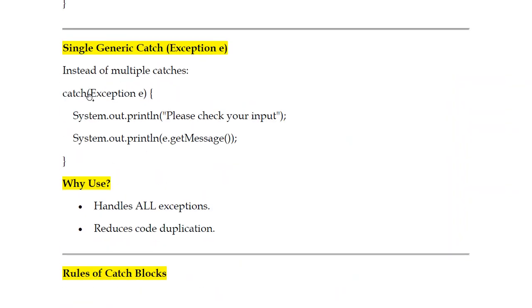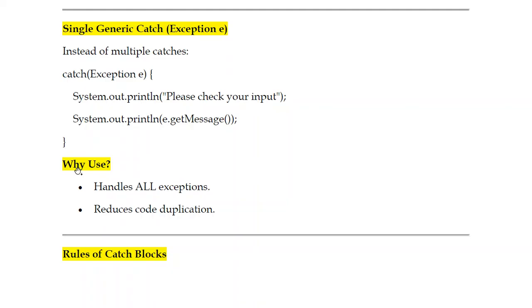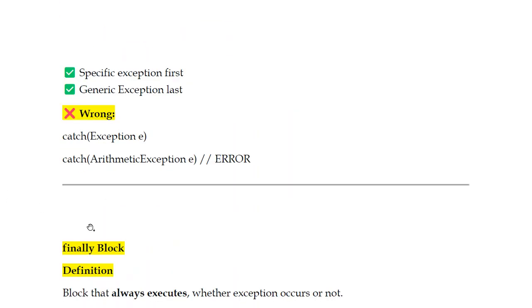So what's the problem? Instead of multiple catch blocks, you can use a single catch block. We already discussed the necessity: why you are using it is to handle all the exceptions and reduce code duplication. Because again you're using the catch block, instead of that, a single catch block solves all the problems.